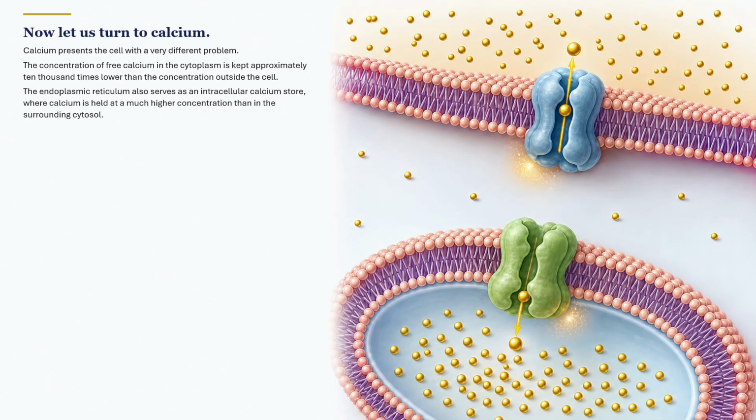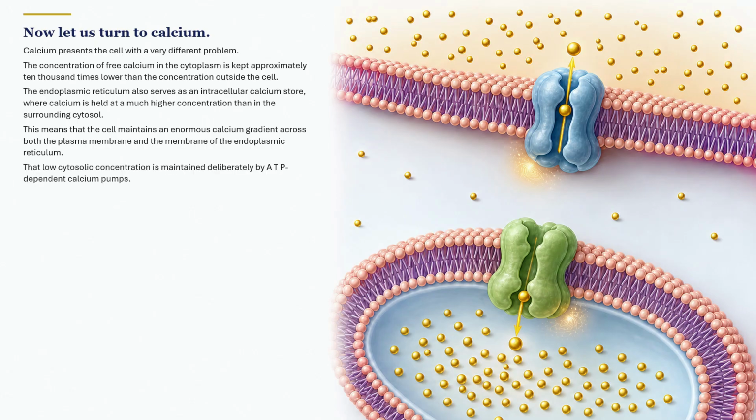The endoplasmic reticulum also serves as an intracellular calcium store, where calcium is held at a much higher concentration than in the surrounding cytosol. This means that the cell maintains an enormous calcium gradient across both the plasma membrane and the membrane of the endoplasmic reticulum. That low cytosolic concentration is maintained deliberately by ATP-dependent calcium pumps. One of these is PMCA, the plasma membrane calcium ATPase. PMCA removes calcium from the cytoplasm by pumping it across the plasma membrane and out of the cell.